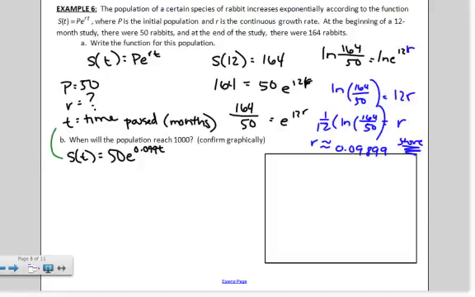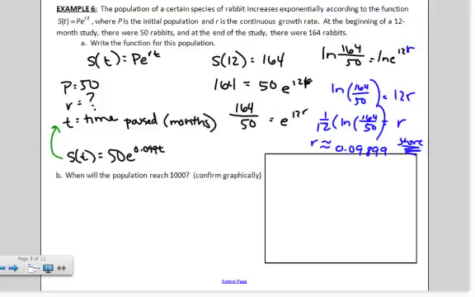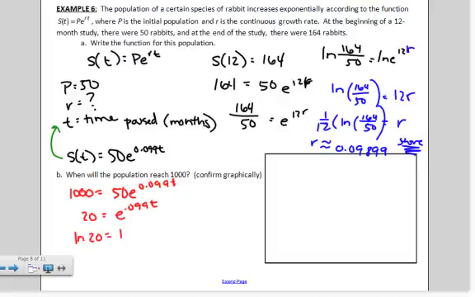Now the next question is, when will the population reach 1,000? So that's when S of t is 1,000, and we're looking for t. So we have 1,000 equal to 50 e to the 0.099 t. And once again, isolate the exponential part. So that'll mean, first of all, dividing by 50. And now we're ready to natural log both sides.